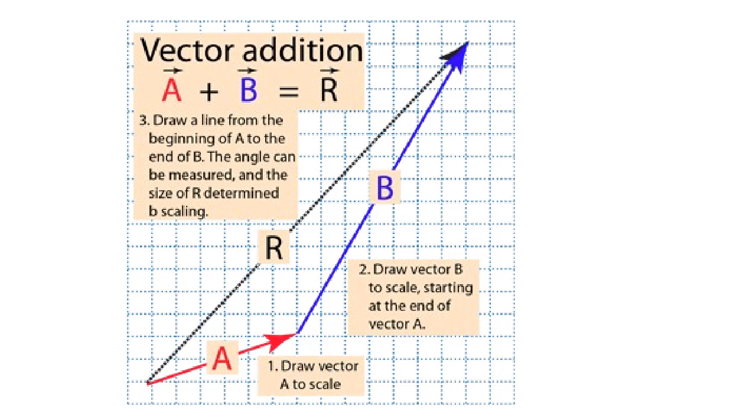To add two vectors, first draw the first vector, A, to scale. Then, from the tip of vector A, draw the second vector, B, also to scale. The resulting vector, R, is drawn from the starting point of vector A to the end point of vector B. You can then measure the angle between the vectors and determine the length of vector R by the scale used, completing the vector addition graphically.